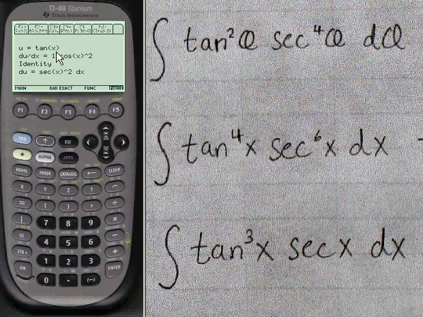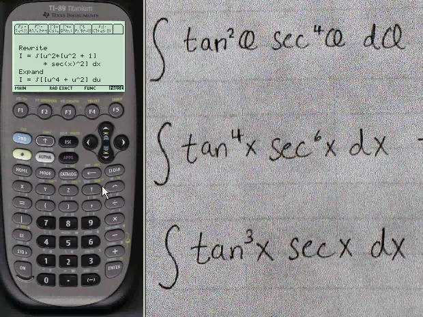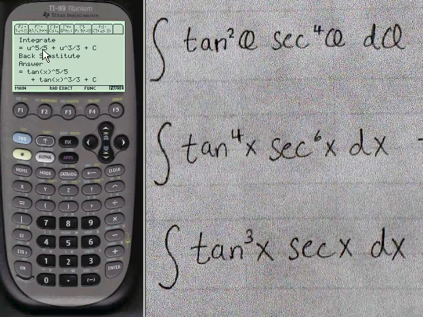U equals tan, U substitution here. du/dx is 1 over cosine squared. Identity is du equals secant squared. We're going to rewrite it again. We'll expand the function here, and then we're going to integrate it, and then we're going to back substitute it, and the answer is tan to the 5 over 5, plus tan cubed over 3. Isn't that wonderful?